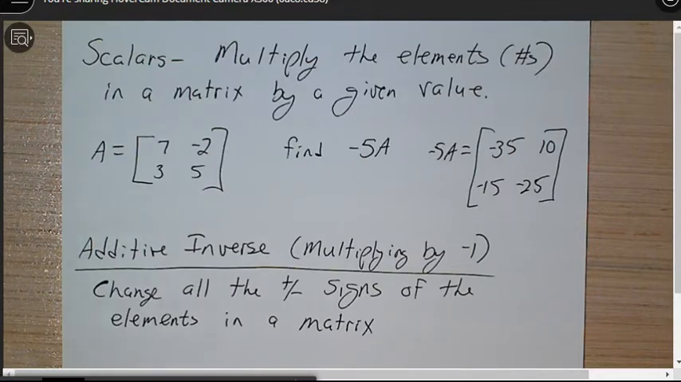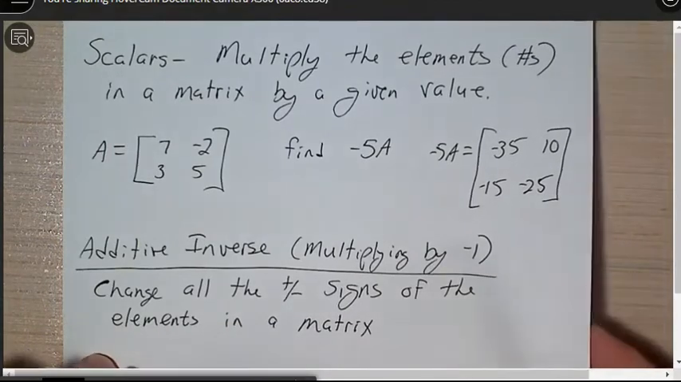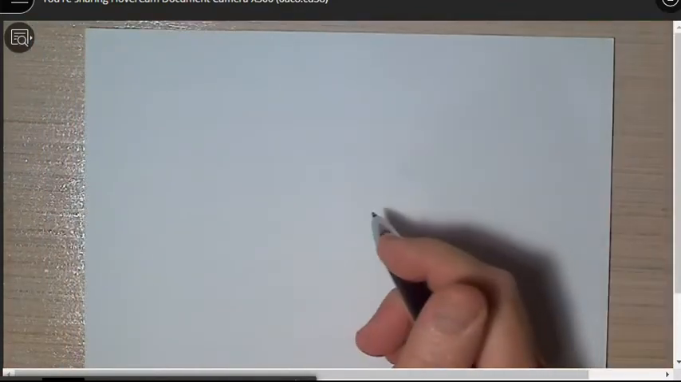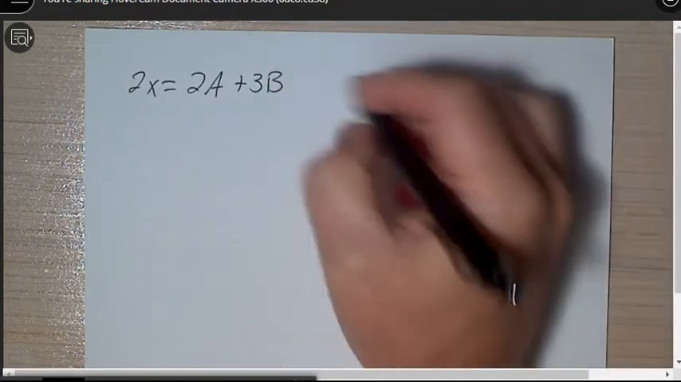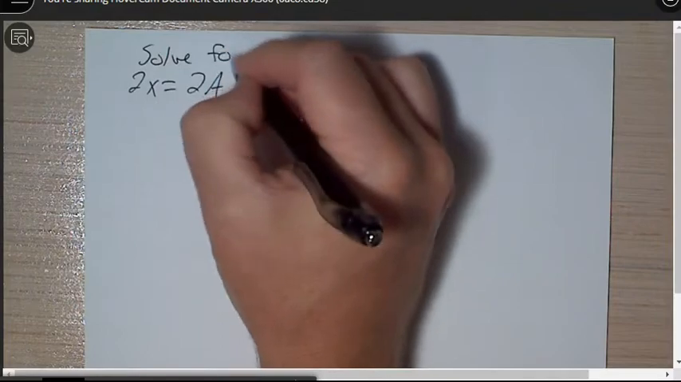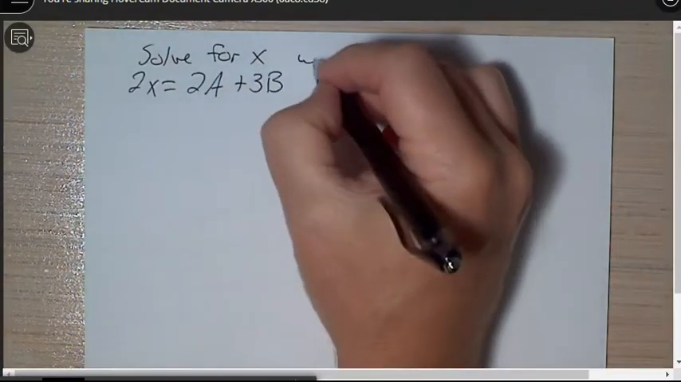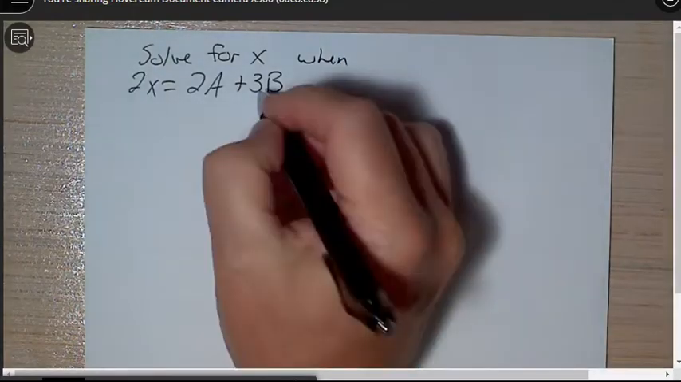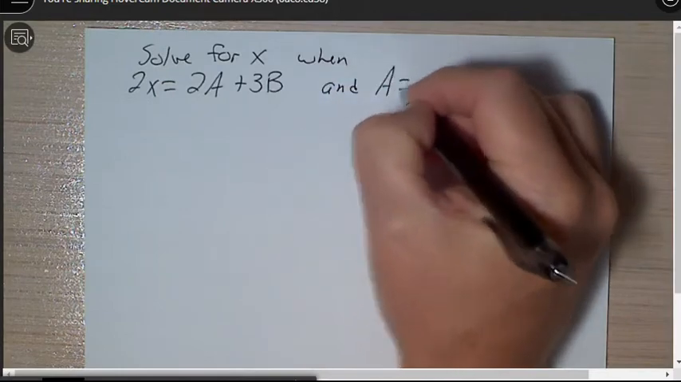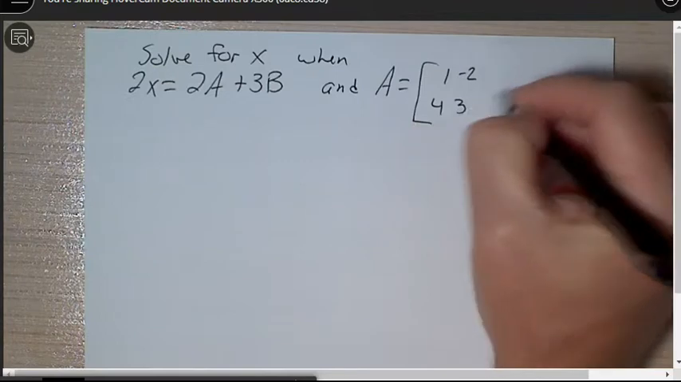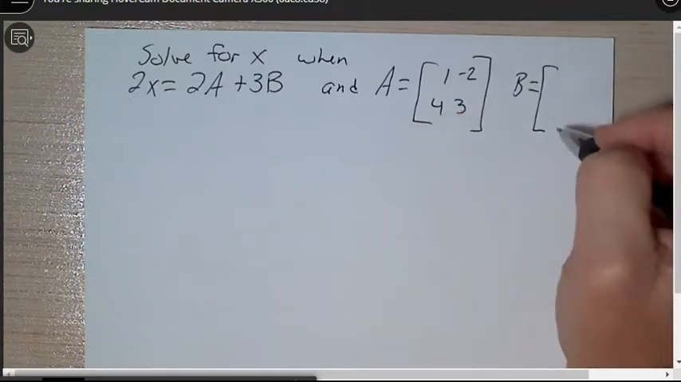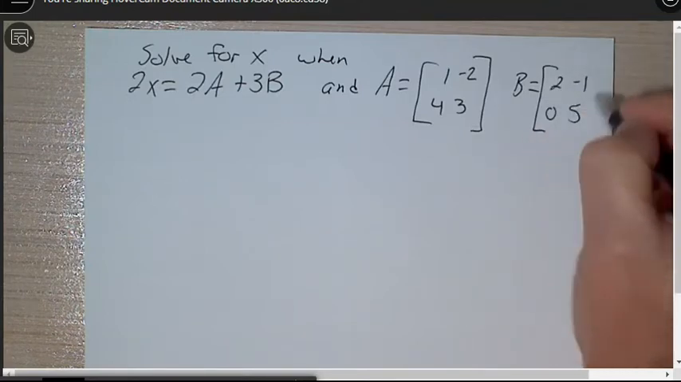Okay, and then the very last thing that they do with the scalars is they will have you solve an equation with some scalar multiplication mixed in with it. So they will tell you to solve for x when 2x equals 2a plus 3b. And then they'll tell you what the two matrices are. That a is 1, negative 2, 4, 3. And b is equal to 2, negative 1, 0, and 5.